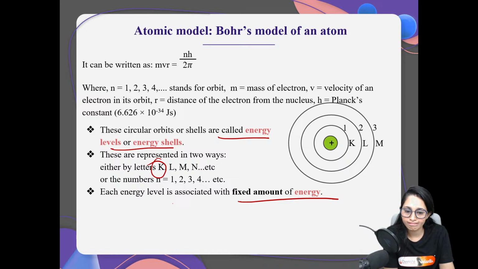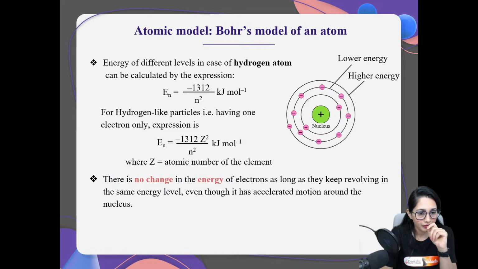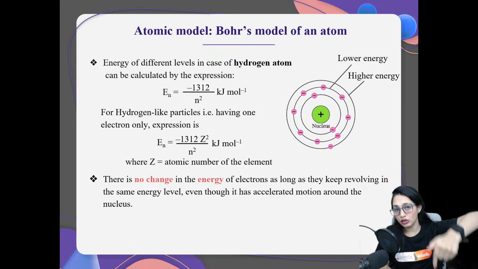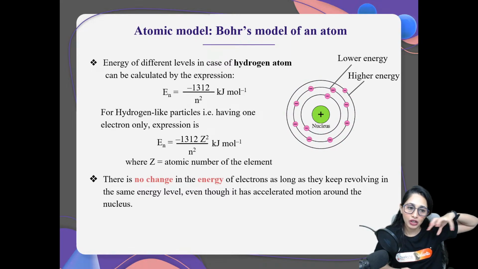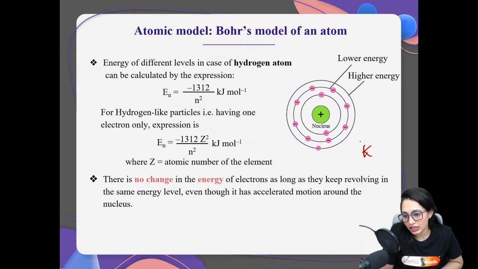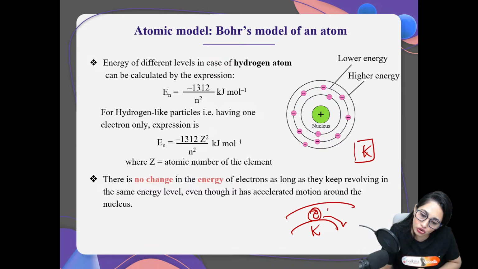So this is about the energy levels or energy shells. Yes, there is no change in the energy of electrons as long as they keep revolving in the same energy level. But if they want to go to the lower energy level or higher energy level, there will be some absorption or radiation of energy. For example, there is an electron in the K shell. I'll write like this. This is a K shell. There is an electron which is revolving around the nucleus in K shell. If it wants to go to the next shell, L shell, it is going to absorb the energy.